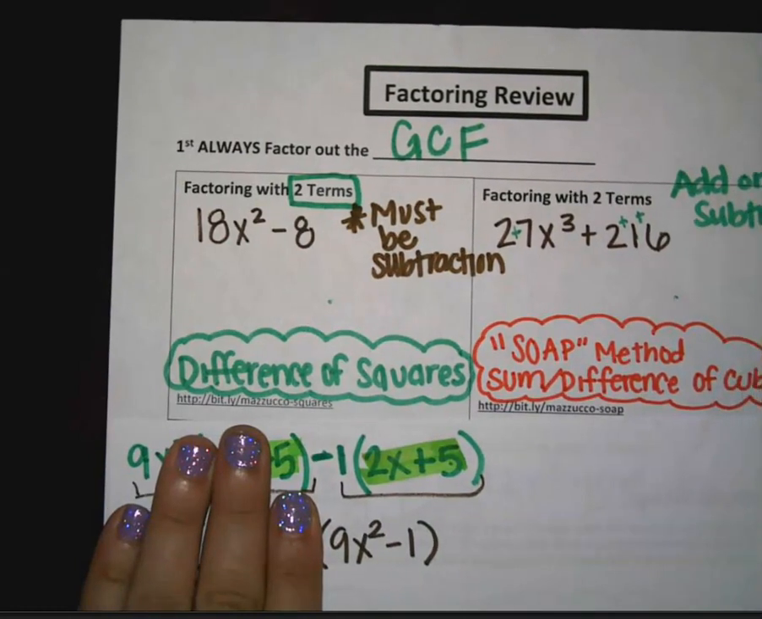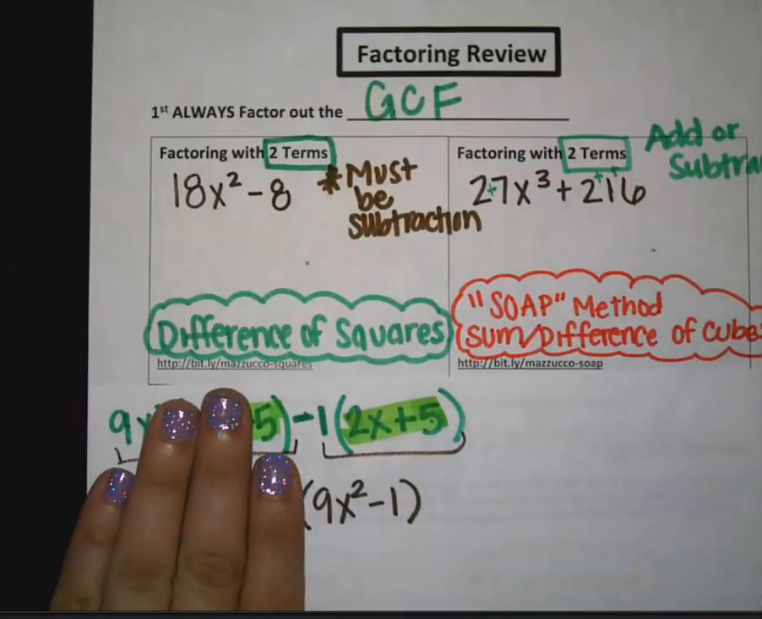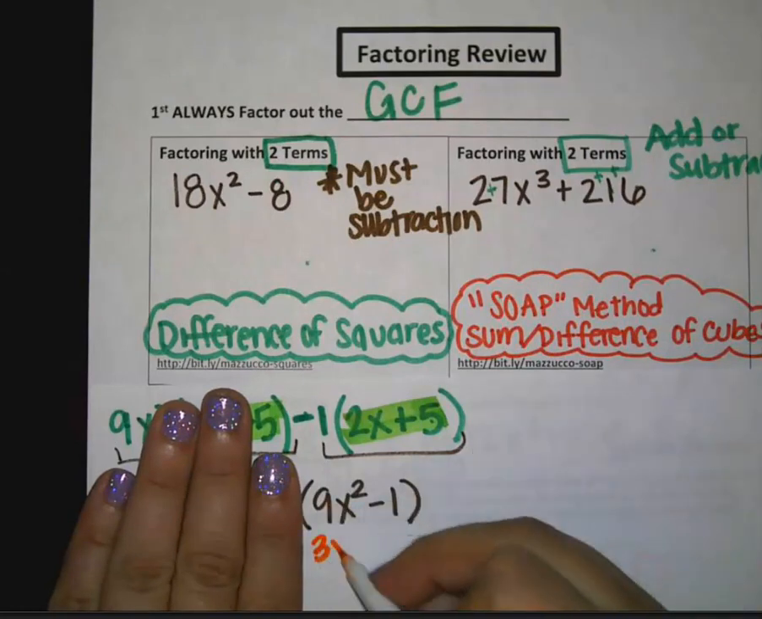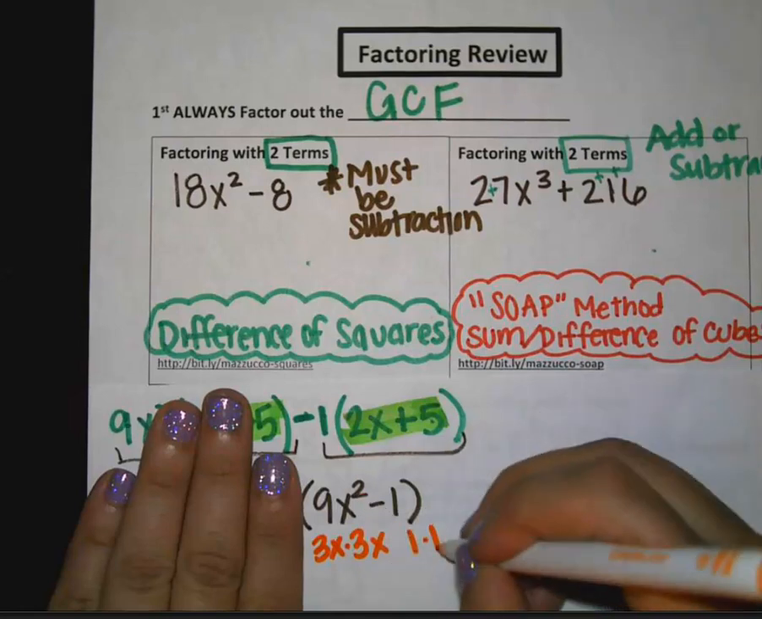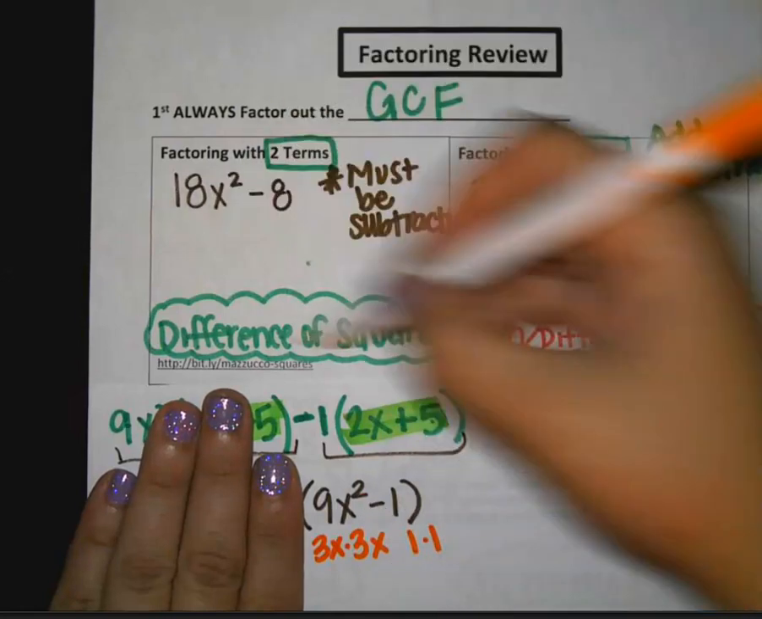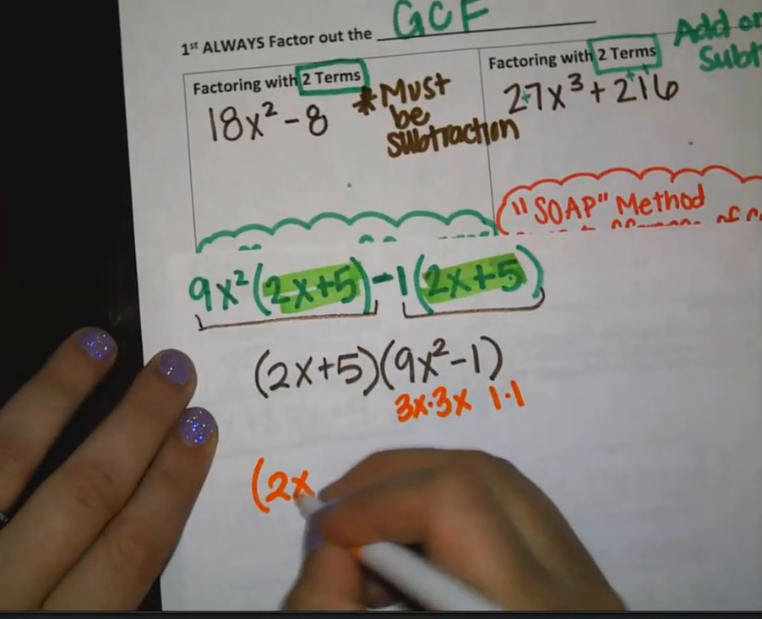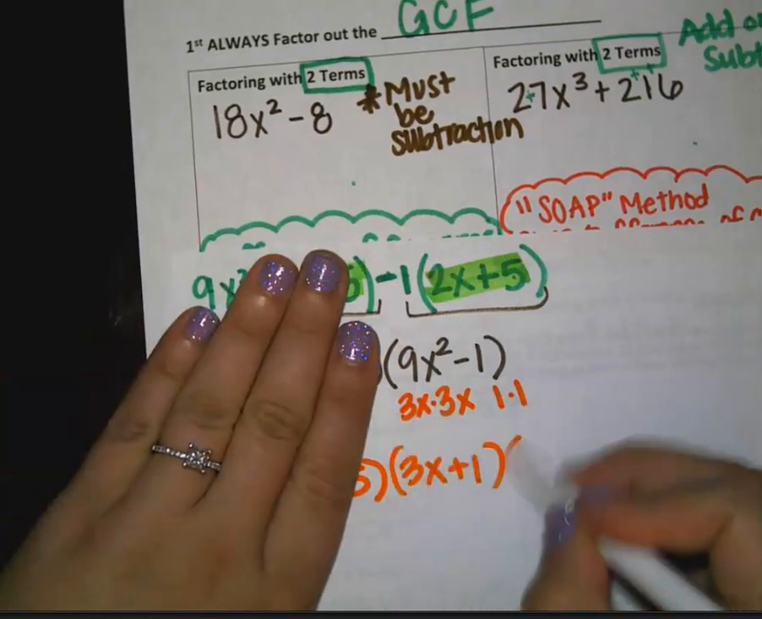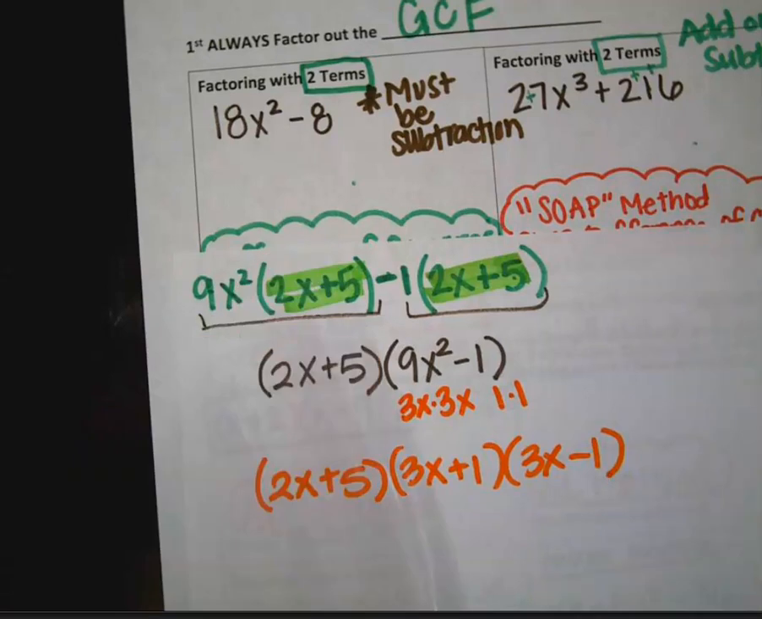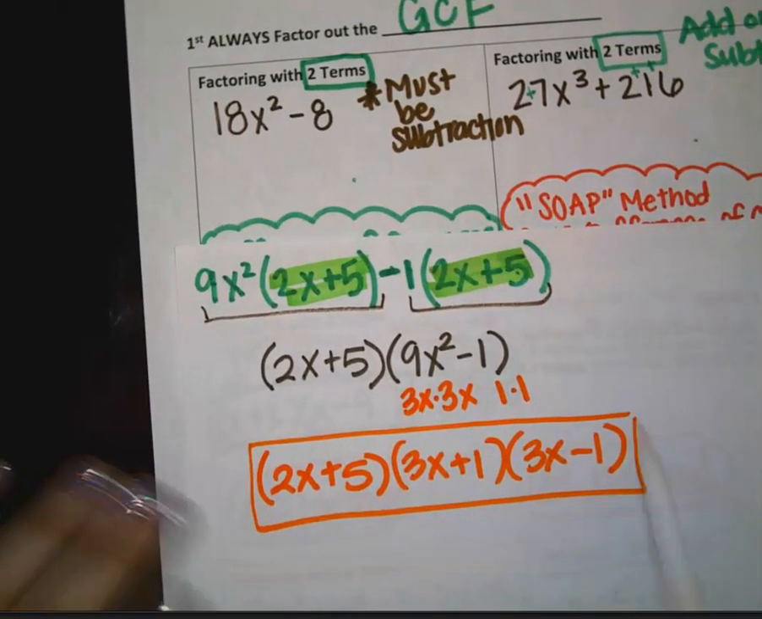So when there's two terms and an add or subtract, we have to figure out, could we do one of these on this problem here? Well, when I look at this, I know that 3x times 3x is 9x squared, and I know that 1 times 1 is 1. So that's how I know that I'm going to use a difference of squares. So the 2x plus 5 gets brought down, and then here I'm going to do 3x plus 1 and 3x minus 1. And then that would be my final answer.